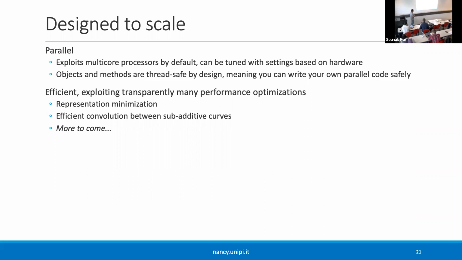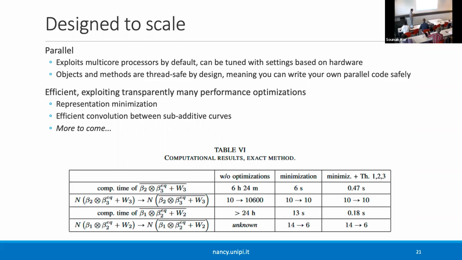And if you're curious, my talk at last WONECA was indeed about representation minimization, but I can quickly give you a perspective of their impact with this table from our paper, where the interesting part is in this row, we highlight the improvement in computation time, while in this row, we show the improvement in memory occupation. And by default, you will get the performance of the third column.